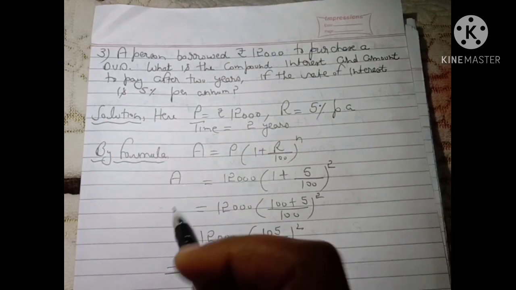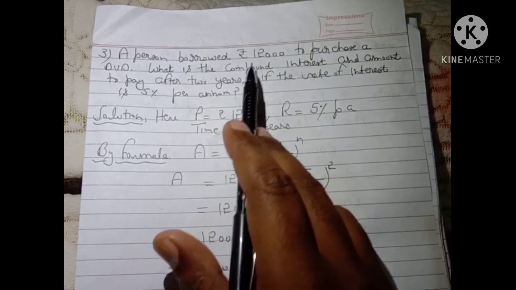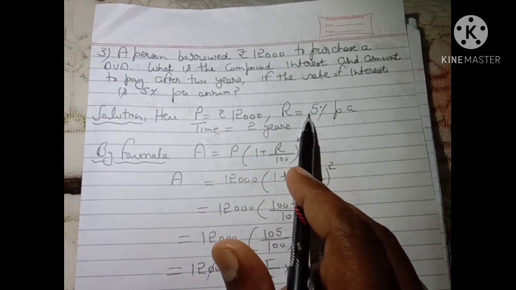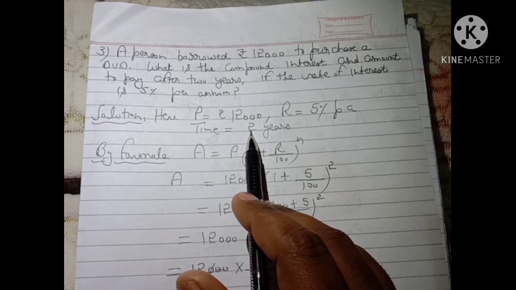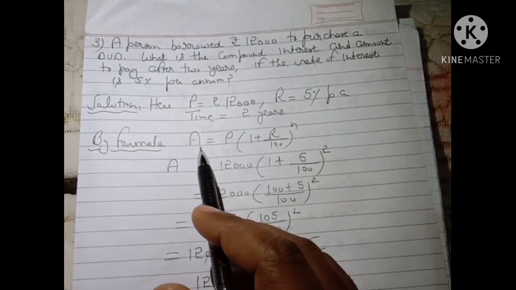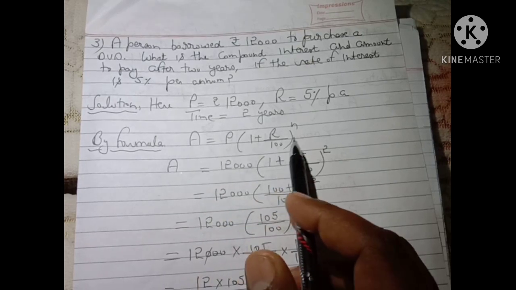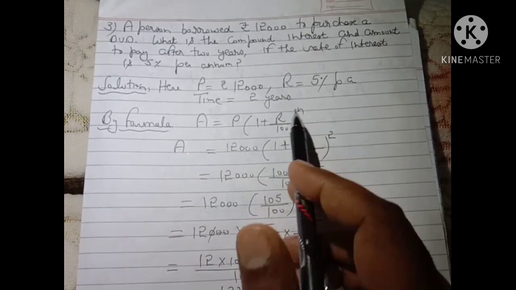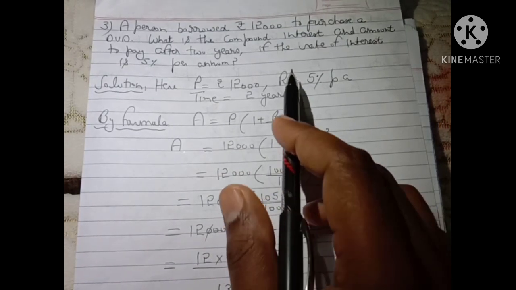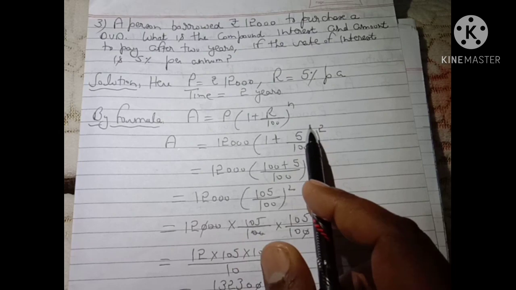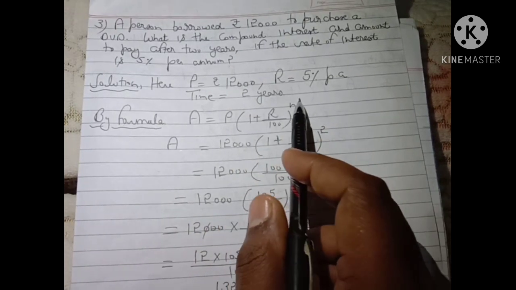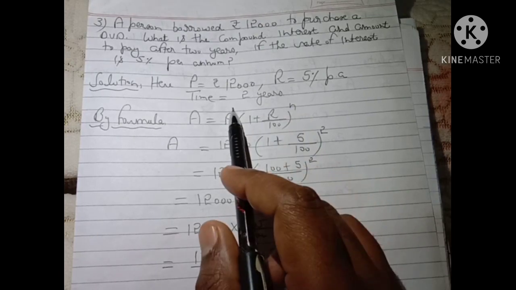Okay, now see in the solution, first of all the value of the principal is 12,000, the rate of interest is 5%, and the time period is 2 years. So again we have to put the values in the formula, and the formula is amount is equal to P into 1 plus R over 100 raised to power n. The value of the principal is 12,000, into 1 plus the rate percent R, that is 5 over 100, raised to power 2. Why 2? Because n stands for the time period.